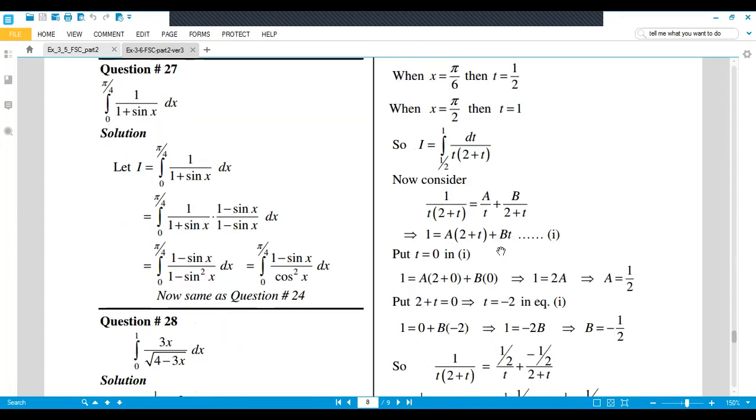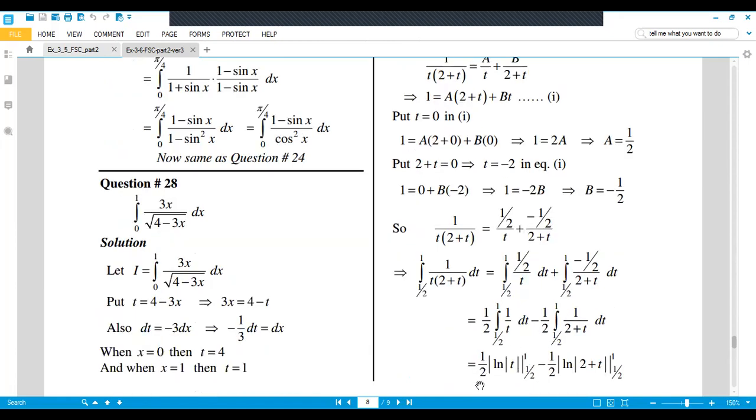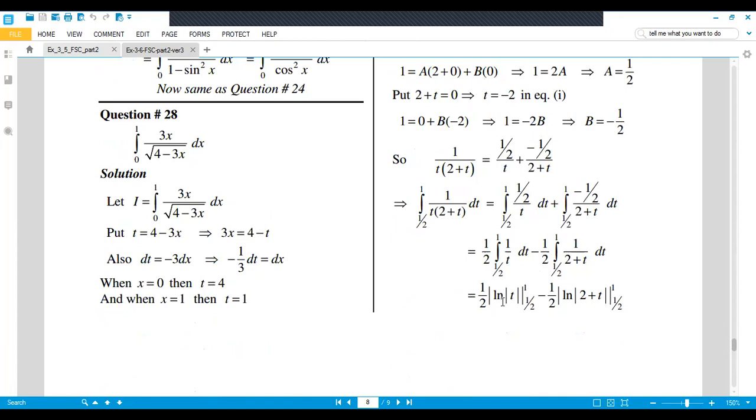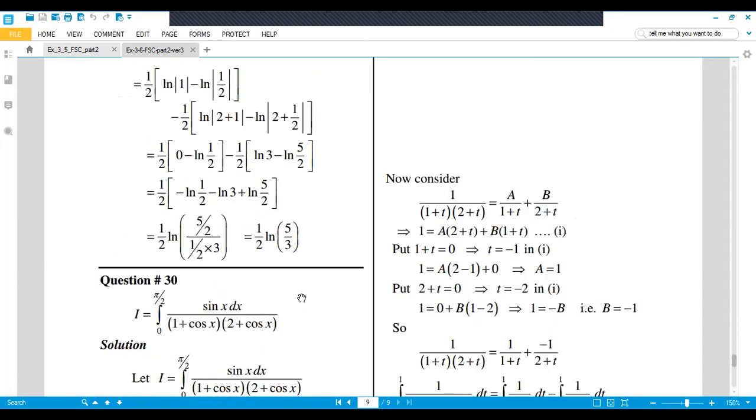You put it again in this, so you get this value, and now this is natural log of t, and here natural log of (2 plus t). Now you put the upper limit minus the lower limit, upper limit minus lower limit. So you will get the required answer, which is equal to this.